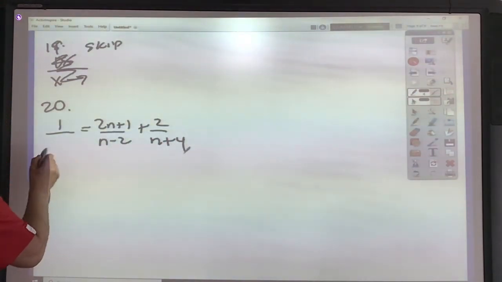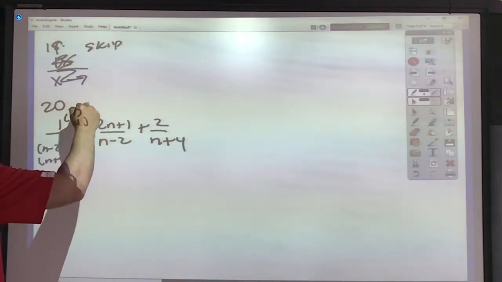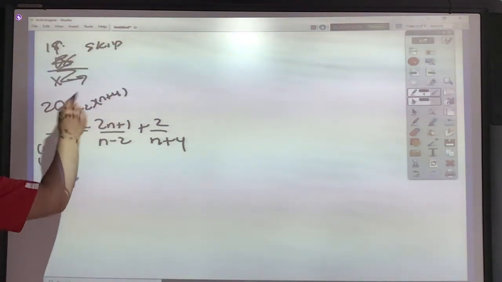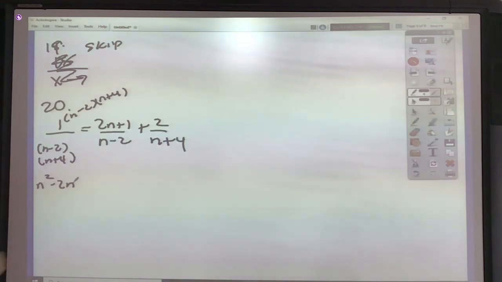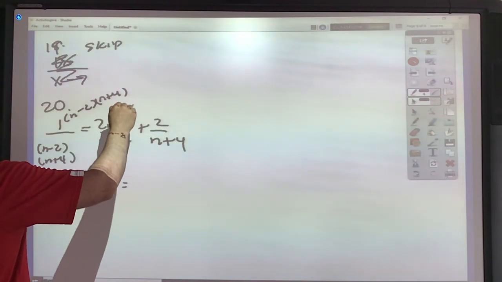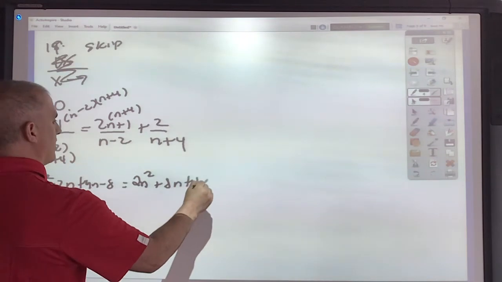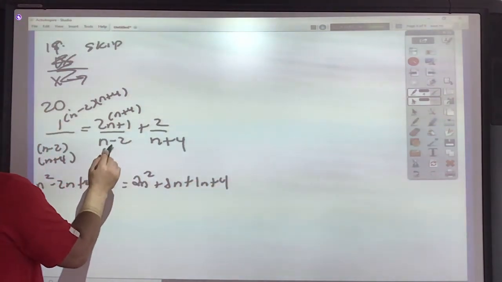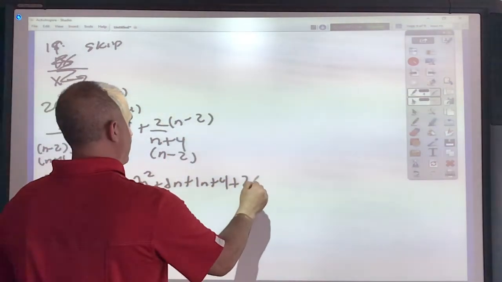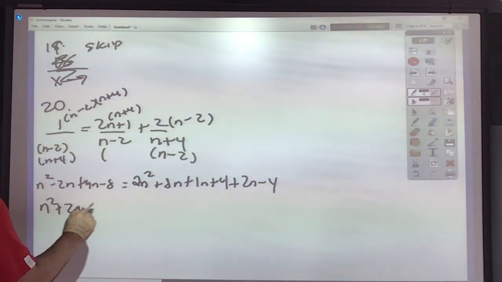Okay, so I'm gonna multiply this by n minus 2 and n plus 4, top and bottom. So that's gonna be n squared minus 2n plus 4n minus 8. This one, I'm gonna have to multiply by n plus 4, so it's gonna be 2n squared plus 8n plus 1n plus 4. Multiply this one by n minus 2, so that's going to be 2n minus 4, okay? So if I combine my like terms, this is n squared plus 2n minus 8.